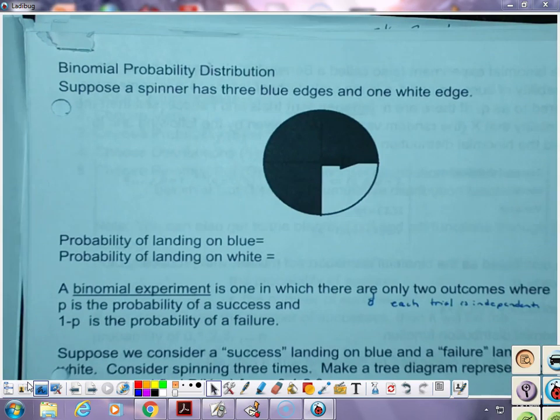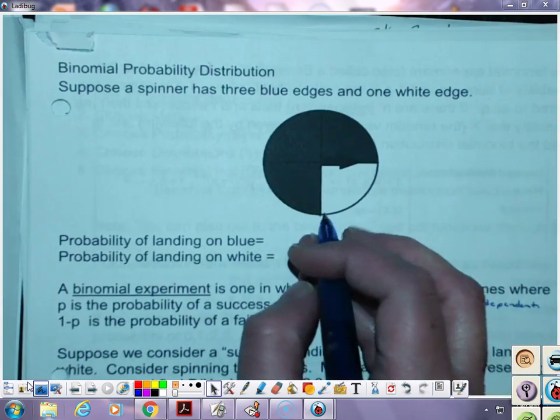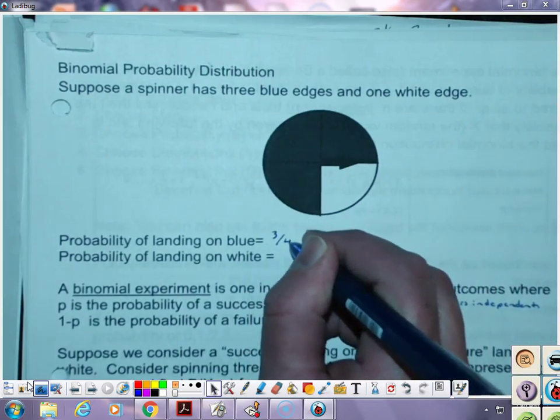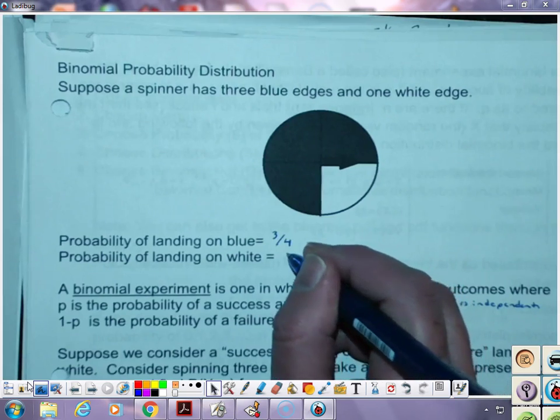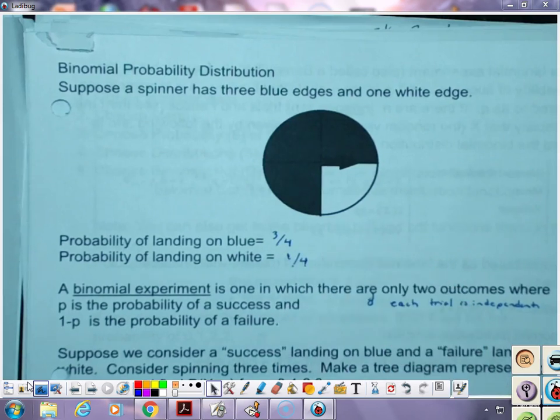Anytime that you have choices without replacement, that means you can't use binomial distribution. Okay, and so just on my little spinner here, what's the probability of landing on, I'm going to stick with blue, pretend it's blue. What's the probability that I'll land on blue? 3 out of 4. What's the probability I'll land on white? 1 out of 4. Okay, and so there are definitely only two outcomes, blue or white. Each time I spin is independent of the next one.